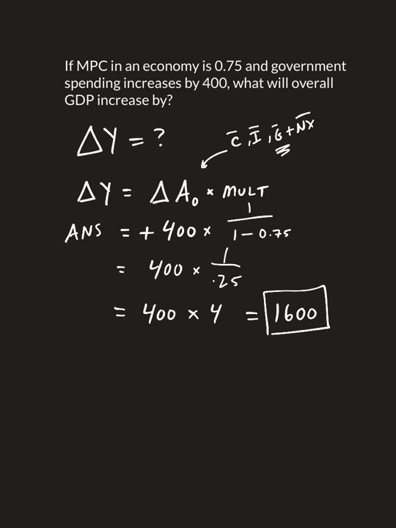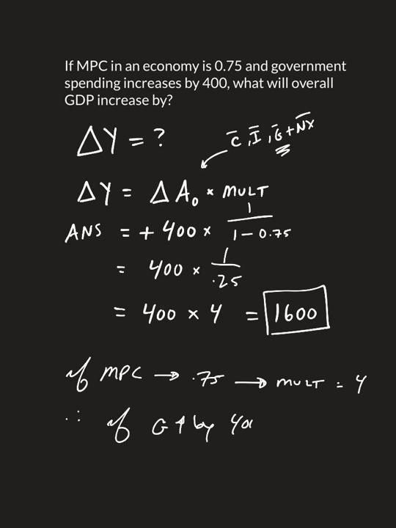So the answer here is, if MPC is going to be 0.75, the way you want to think of this is that tells me that the multiplier is equal to 4, and therefore if G goes up by 400, Y goes up by 1,600. That's the way you want to think about this type of problem.